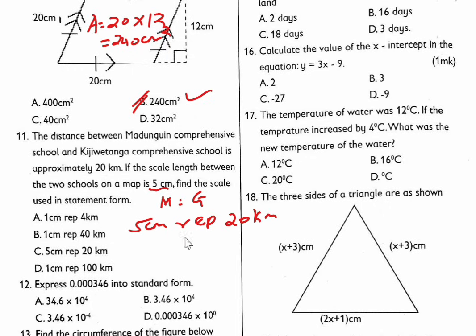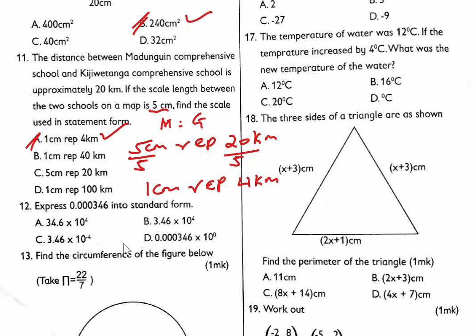We can simplify this. So we can divide all through by 5. So we divide here by 5. Also here by 5, we can see 5 divided by 5 we get 1 centimeter to represent 20 divided by 5, 4 kilometer. And therefore the answer is A. 1 centimeter represents 4 kilometer on the ground. That is the answer to question number 11.